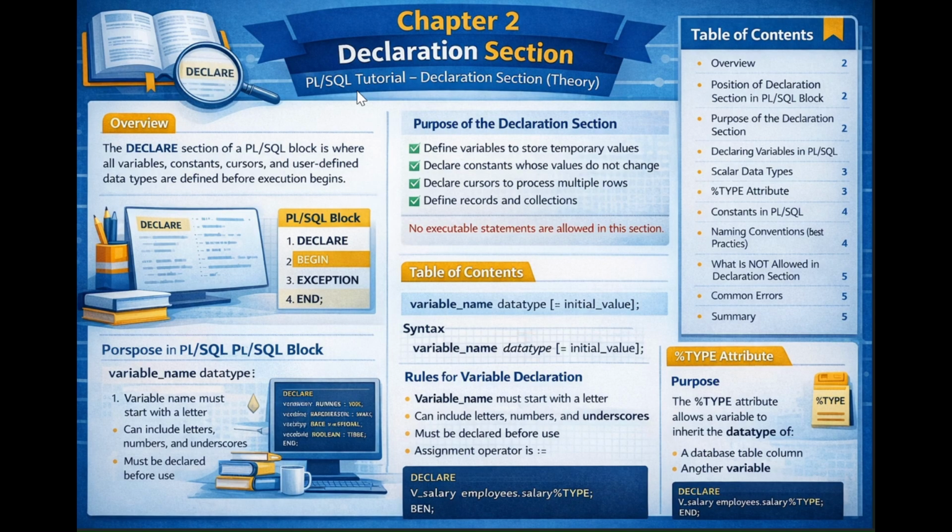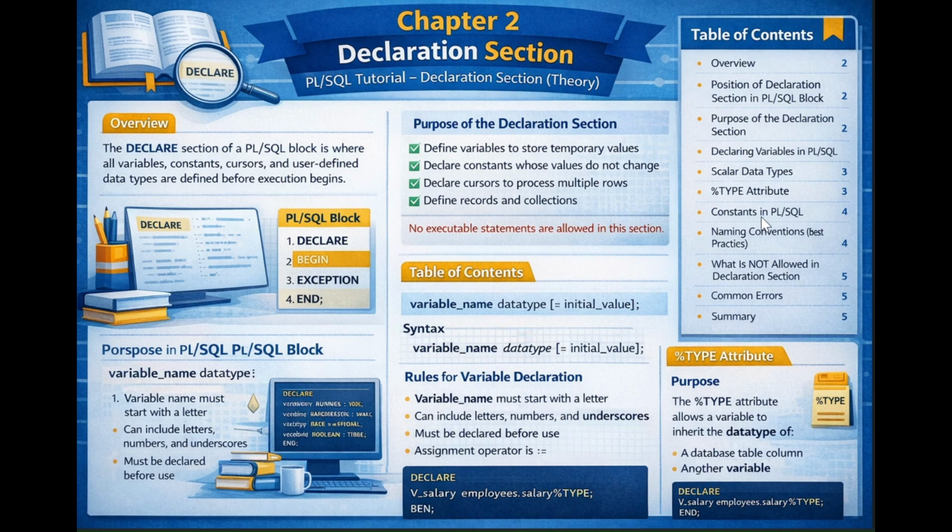But when you write in a proper programmatic structured way, it is essential for defining the variables, constants, cursors, and user-defined data types, correct? We are also going to discuss how to follow the standard while you are defining the variable data types, and the purpose of the declaration section, like defining variables, temporary values, all these things.